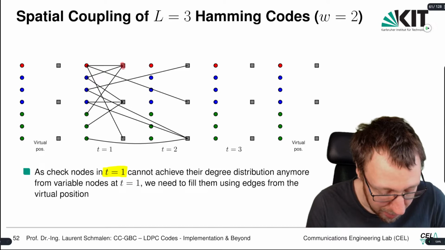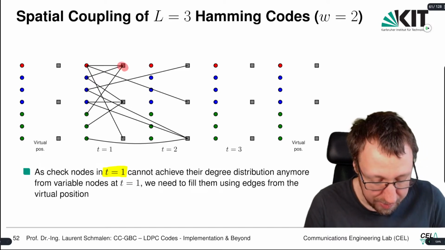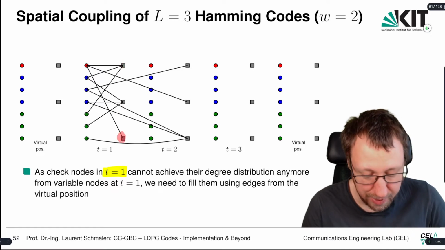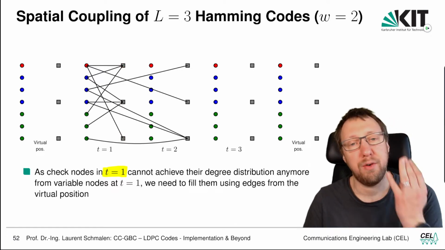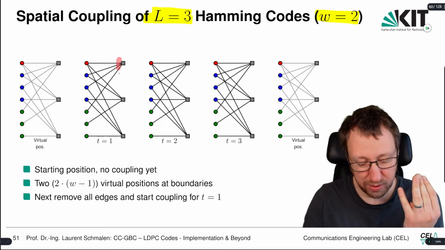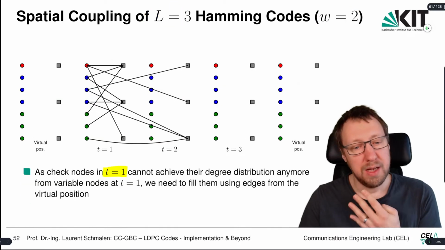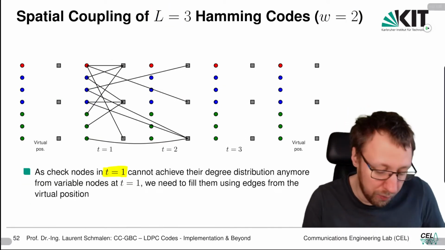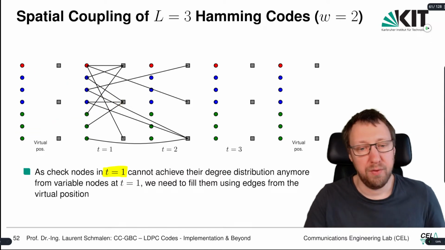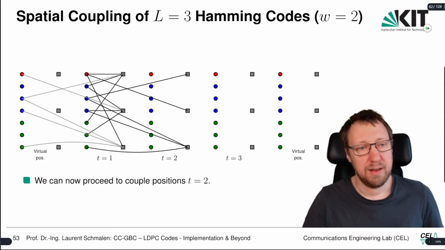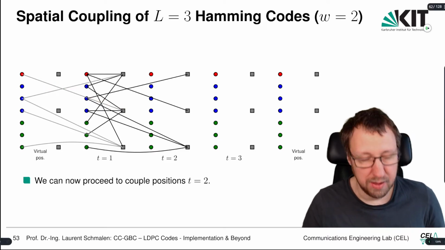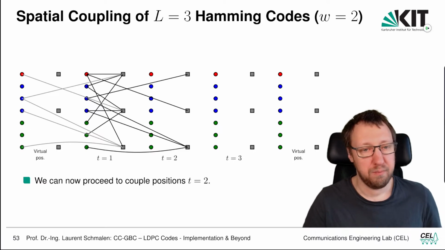Now we see the check nodes here. Not all the sockets of these check nodes are filled, because the check nodes have 4 sockets each. In the Hamming code, see here, we have 4 sockets for each check node. So we cannot fulfill them. In order to fulfill those, we insert some random connections to variable nodes of the virtual position. That then looks like this.